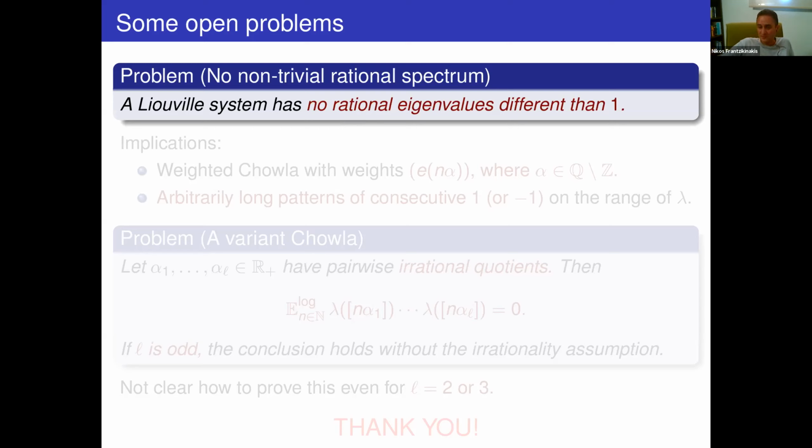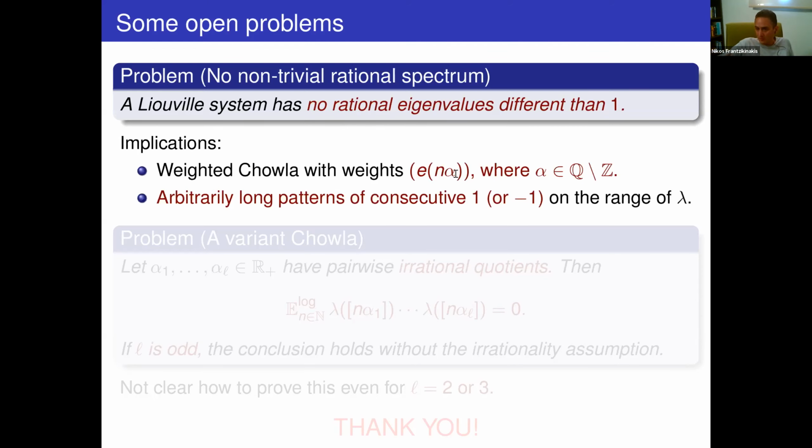Okay, in ergodic terms, proving that you don't have an eigenfunction is supposed to be much easier than showing that you're not Bernoulli. But I have no idea how to prove this. I've tried and failed. Some interesting consequences of this: the obvious one would be you would get weighted Chowla with these weights where alpha is a rational non-integer. For example, you can put minus here.